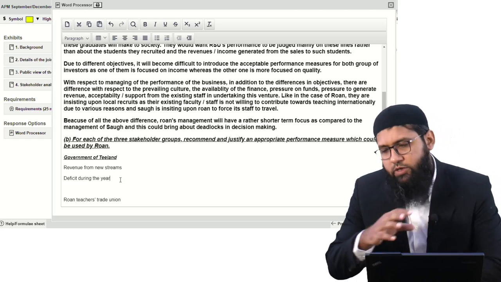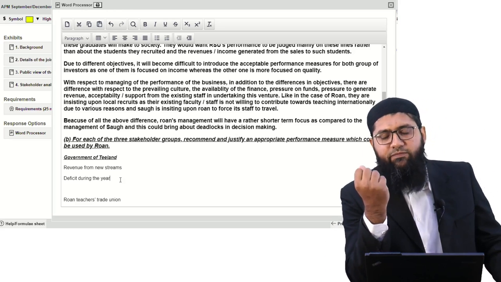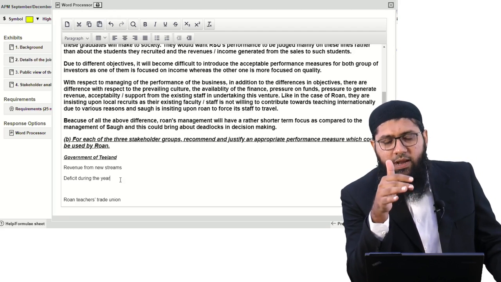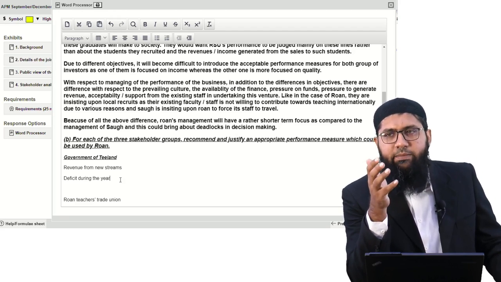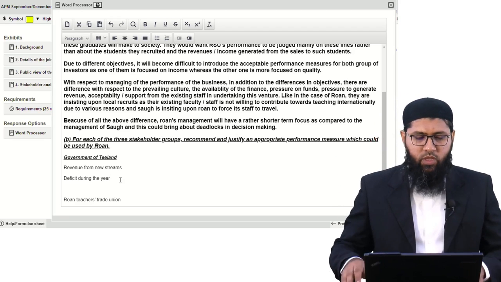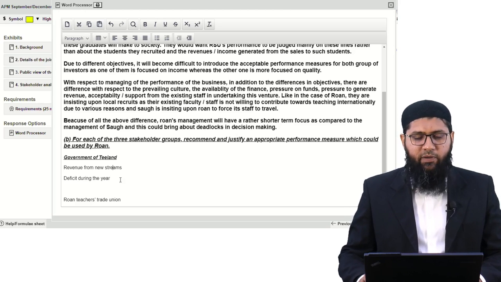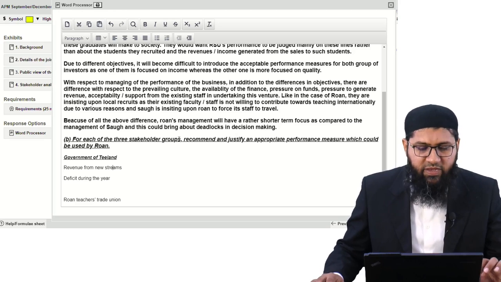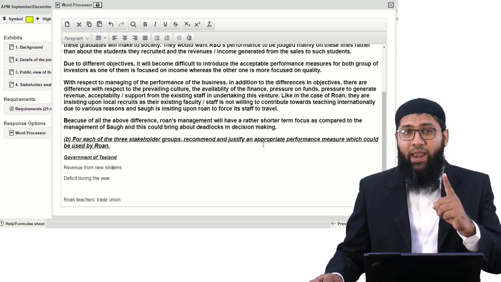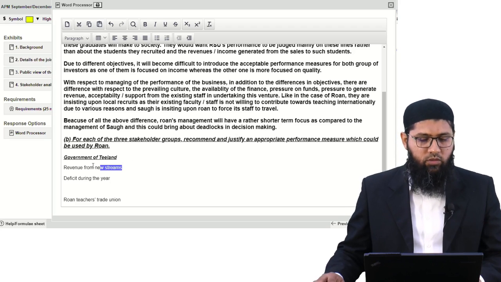Okay. So you see, the concern of the government is that this entity becomes self-sufficient. The government would keep on cutting its fundings, and ultimately what they want is they want this company to grow and grow and grow. Now see, what should be the performance indicators? Now, for each of the three stakeholder groups, recommend and justify one appropriate performance measure which could be used by Roan.